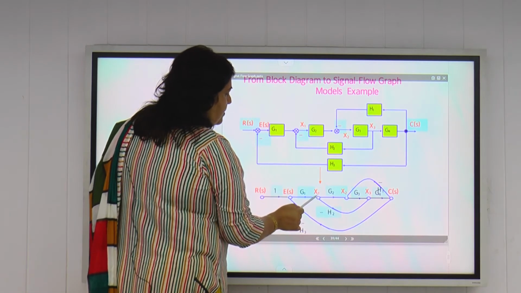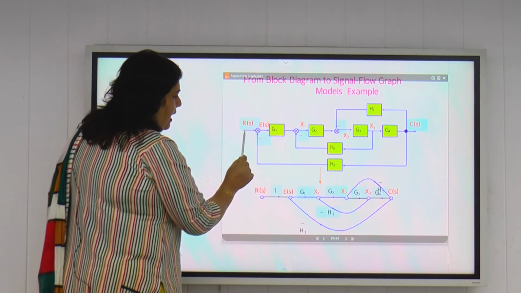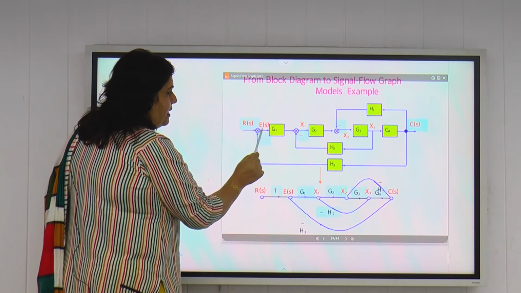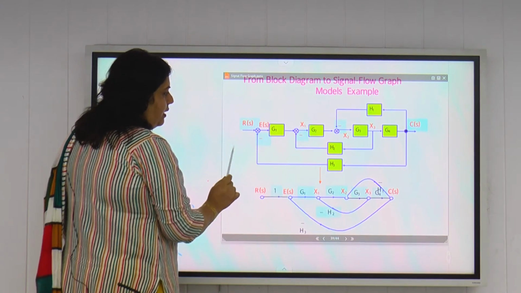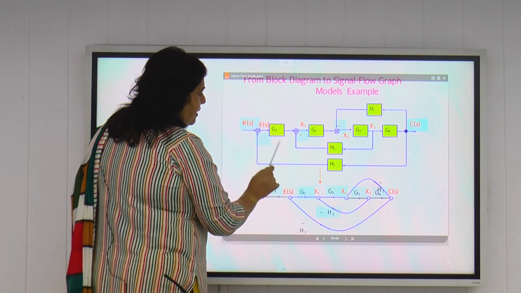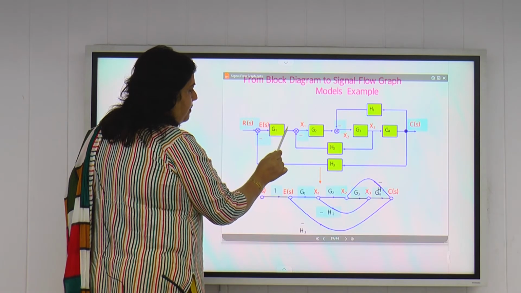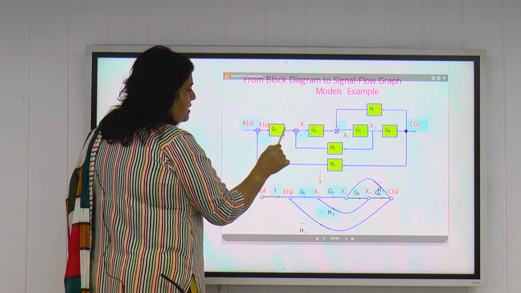This is the third node, X1. Now we see R(s) and E(s). Between R(s) and E(s) we have the transfer function equal to 1. But between E(s) and X1, this must be E(s) here.